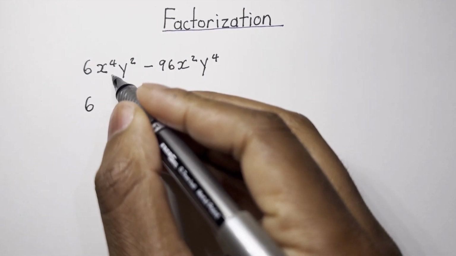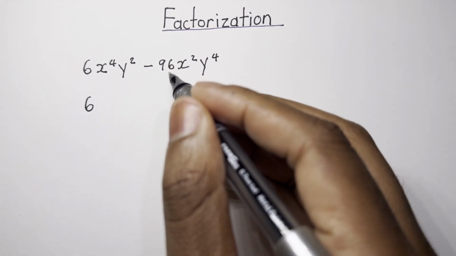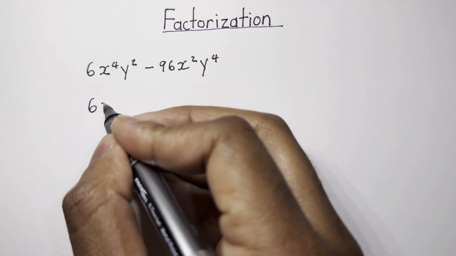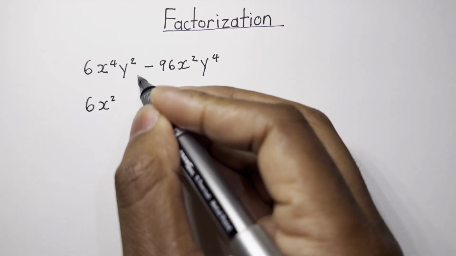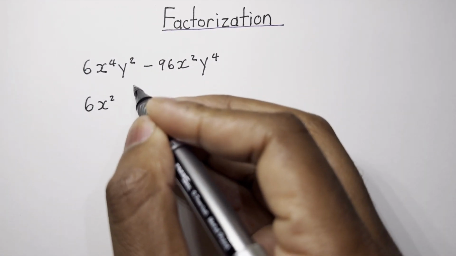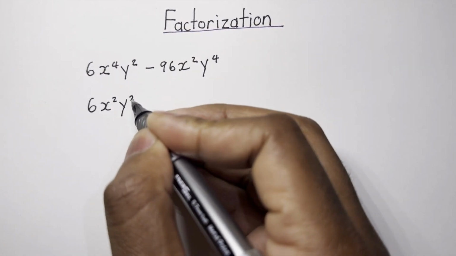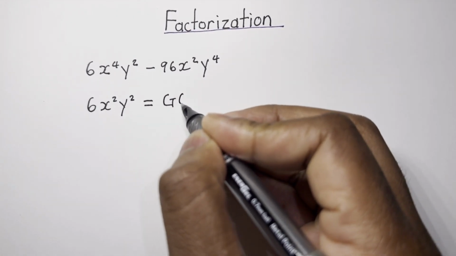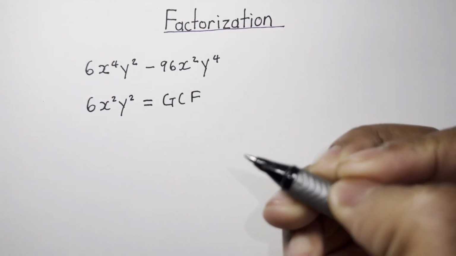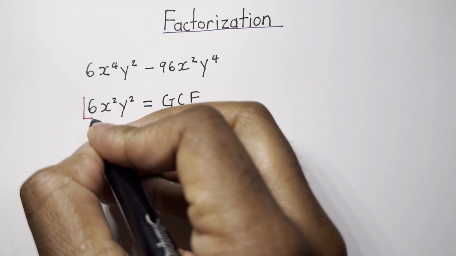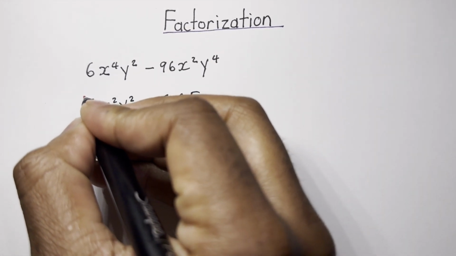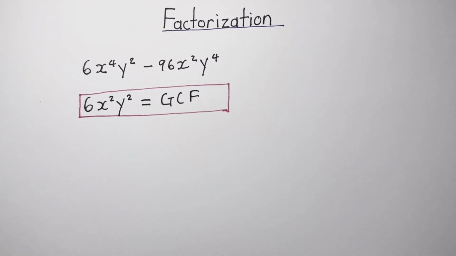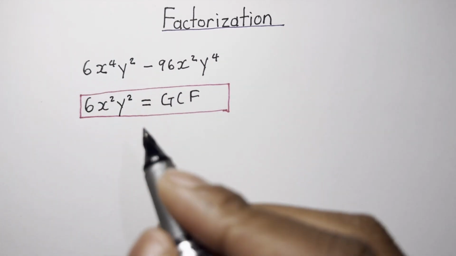Now, we need to look at the x terms, and the smaller value of the x term is x squared. And for the y terms, the smaller value is y squared. Therefore, this is our GCF. Now we need to factor this GCF from the expression.